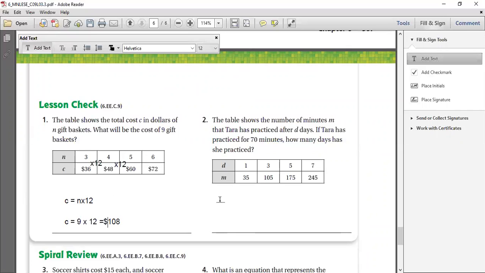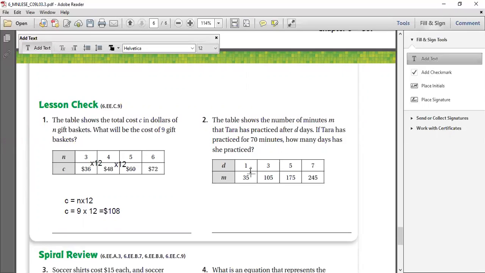Next, question number 2 is similar to this. The table shows the number of minutes M that Tara has practiced for D days, which means for 1 day it's 35 minutes, 3 days 105 minutes, 5 days 175 minutes, 7 days 245 minutes. If Tara has practiced for 70 minutes, how many days has she practiced? Before doing anything, we need a formula. Without a formula, you cannot do anything.